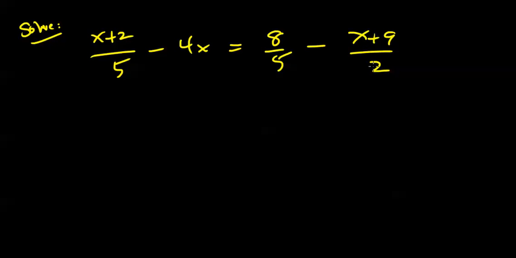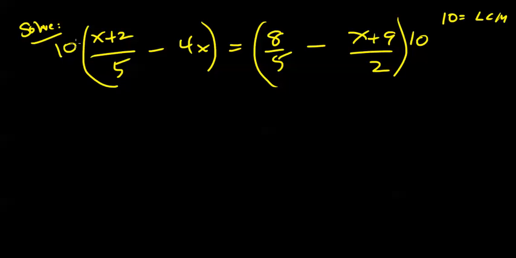Let's see. My first step is to get rid of the fractions. How do I get rid of the fractions? You multiply by the LCM. Well, what's the LCM of these three denominators? We've got 5 and 5 and 2. Of course, the LCM equals 10. All right, so I'm going to multiply both sides of this equation by 10.